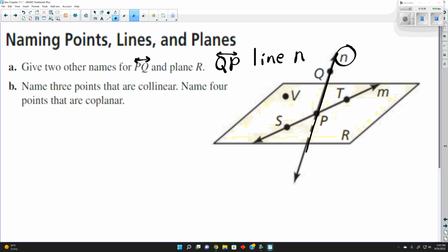Any other questions on part A so far? Because we still got one more part to it. Yes? What else do we need to do? We need to also name plane R. And I did leave that off.